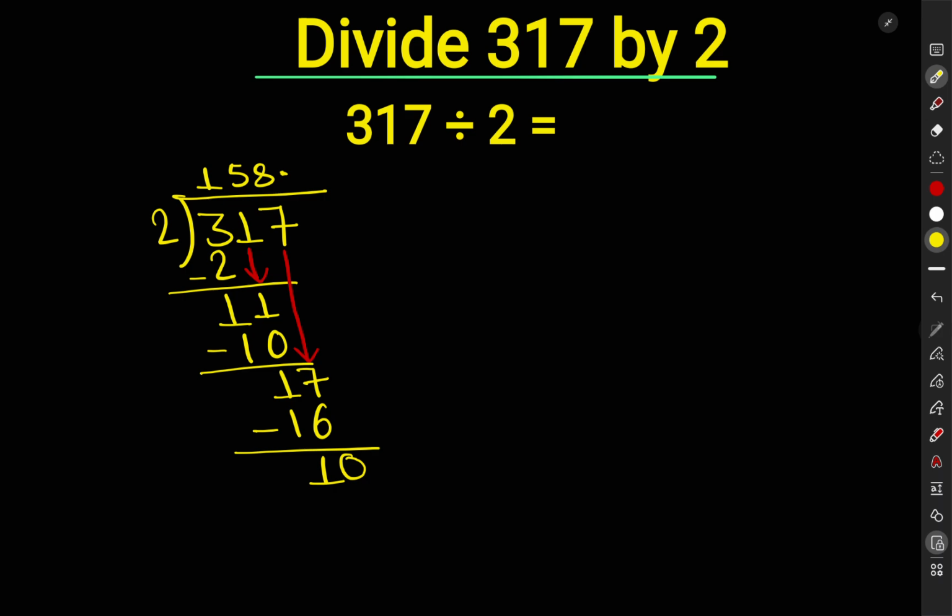So now it became 10 and 2 times 5 means 10. On subtracting we get 0. So 317 divided by 2 is 158 decimal 5.